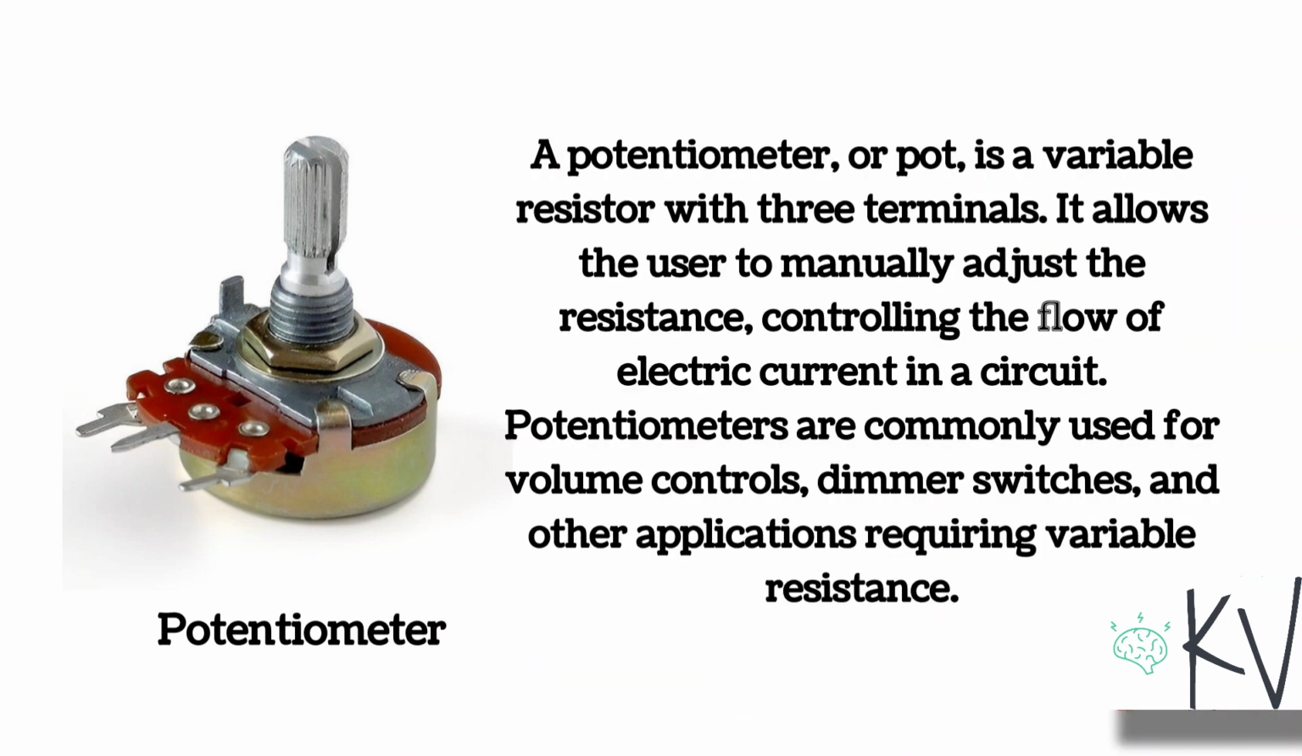A potentiometer, or pot, is a variable resistor with 3 terminals. It allows the user to manually adjust the resistance, controlling the flow of electric current in a circuit. Potentiometers are commonly used for volume controls, dimmer switches, and other applications requiring variable resistance.